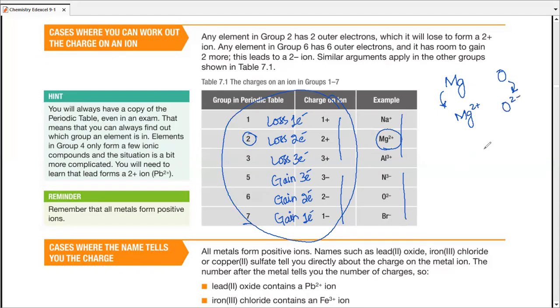What would be the formula? 2 plus and 2 minus actually balance one another, and the answer is 0. So we can simply combine these two to form MgO. No need for any numbers. That's what the charges on an ion and balancing the whole thing out means.